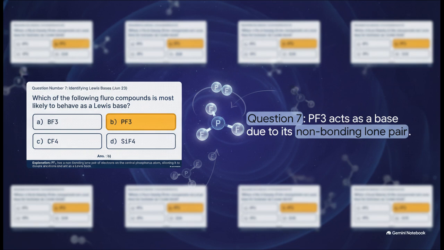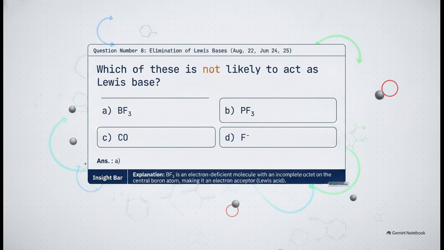It's actually really easy to see why PF3 acts as a base here. You just need to look at the central atom. In PF3, the central phosphorus atom has a non-bonding lone pair of electrons just hanging out. Because that lone pair is there, it can freely donate electrons, and since it donates, it behaves as a Lewis base. Now look at these previous year tags: August 22, June 24, and June 25.